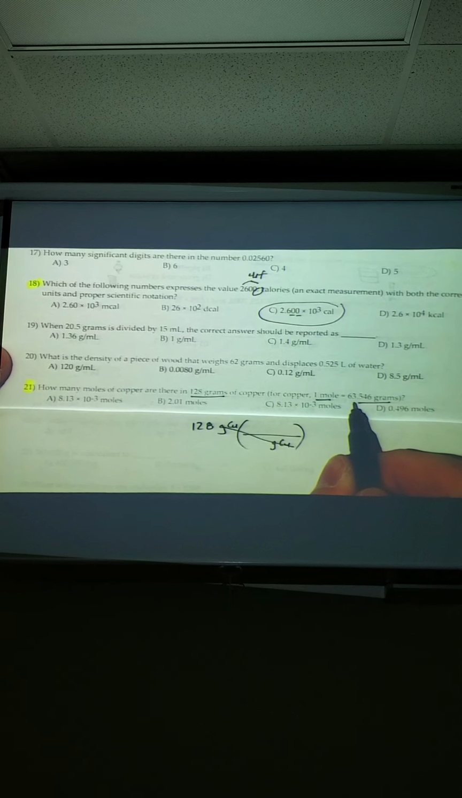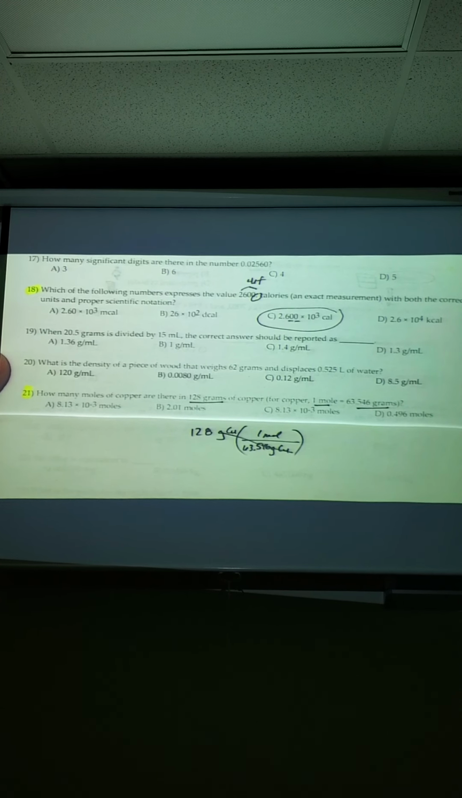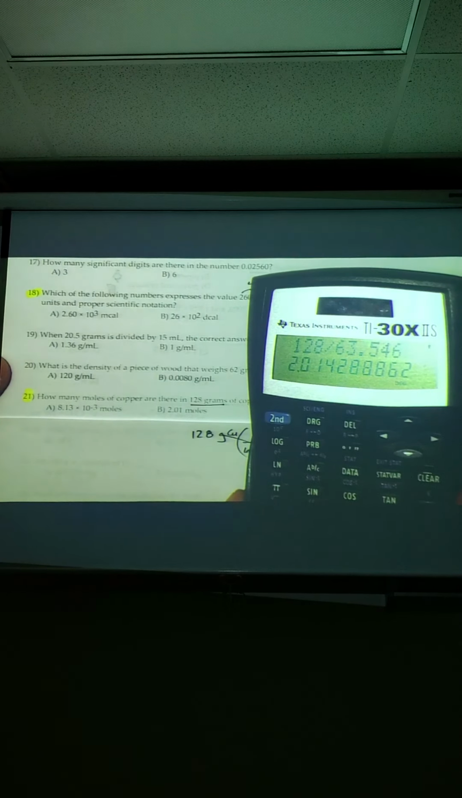On the periodic table is where they found this. That's 63.546 grams per 1 mole. And when you divide, you get the answer to 1. So clear your calculator, 128 divided by 63.546. You get 2.01 moles. So 2.01 moles is what we want. If you can do this, you can do a tremendous amount of week 14 homework, because it's a lot of the exact same stuff.